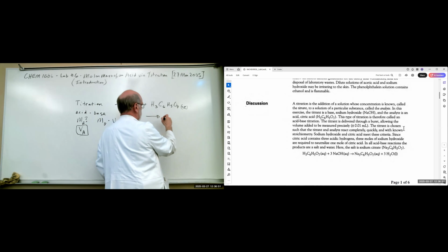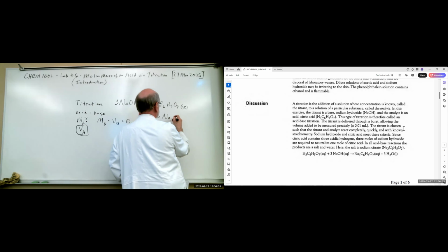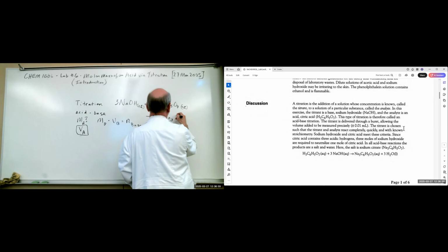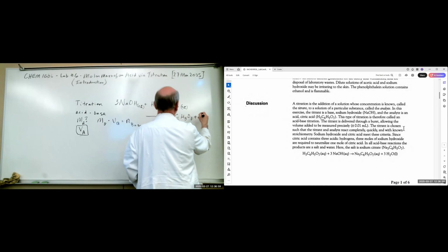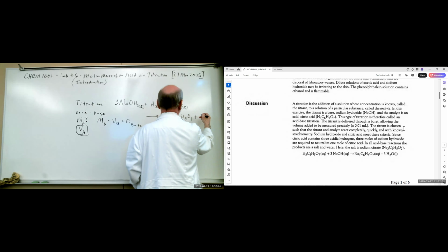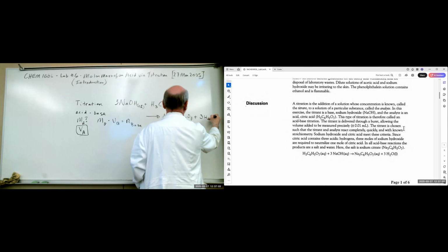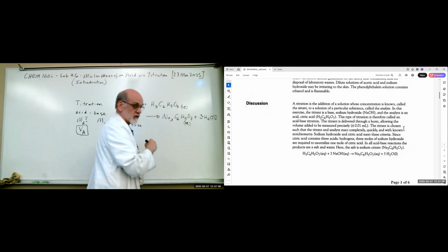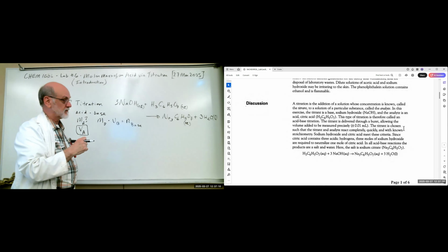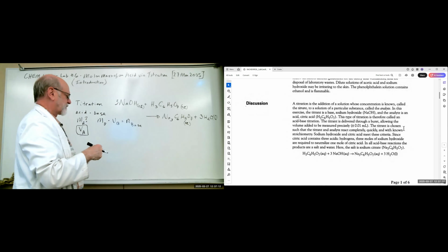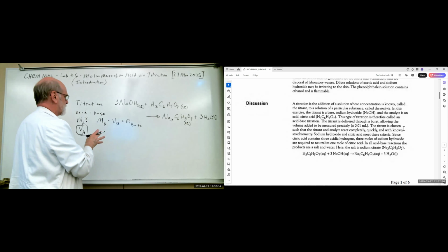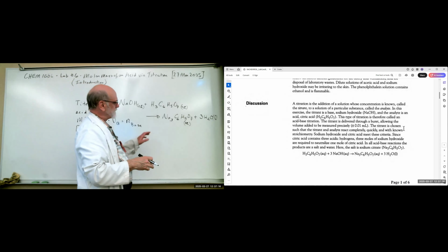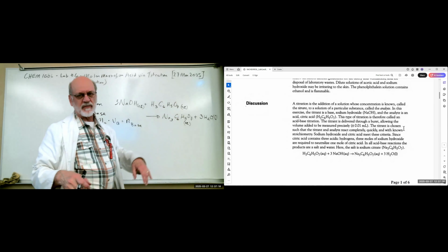And it produces what we expect, a salt, C6H5O7 plus 3 waters. So there's your balanced equation for the reaction. I may talk about the structure later, but right now it's not important.